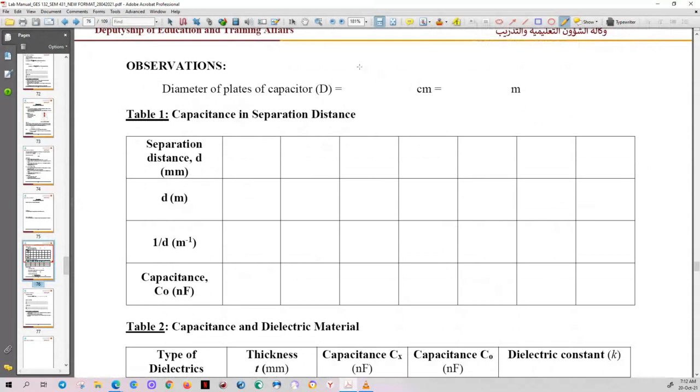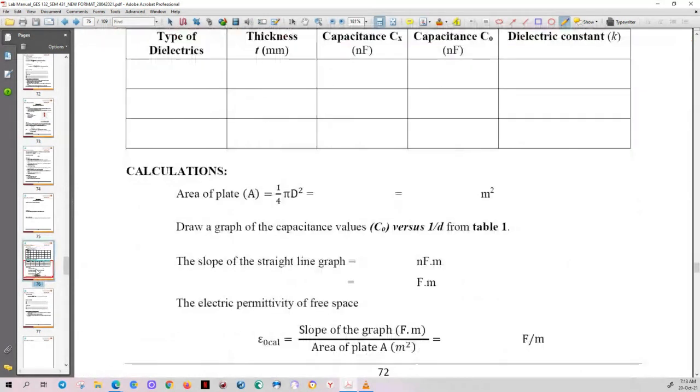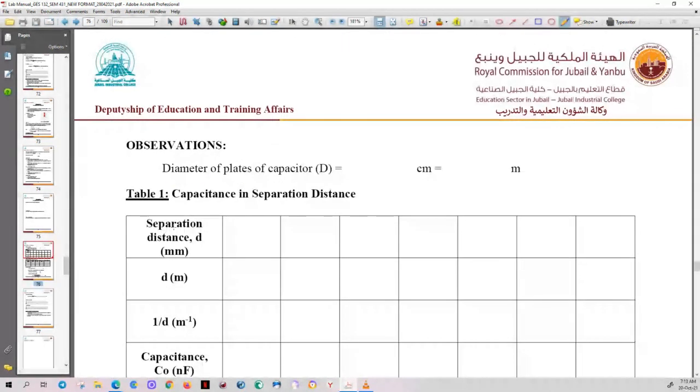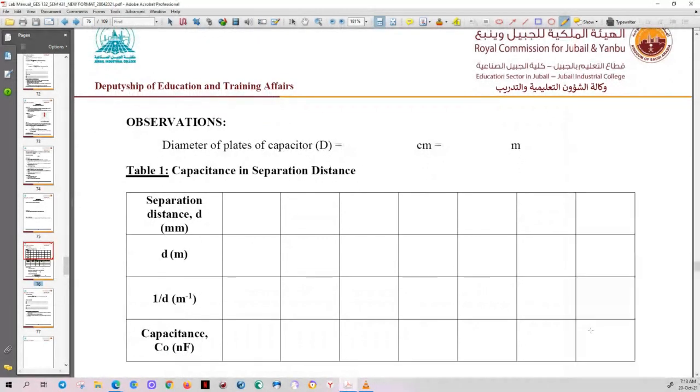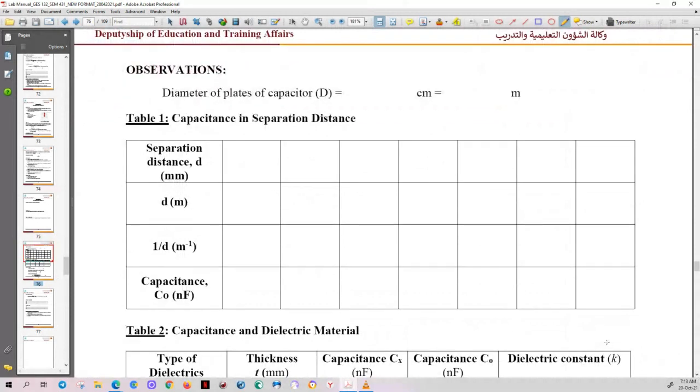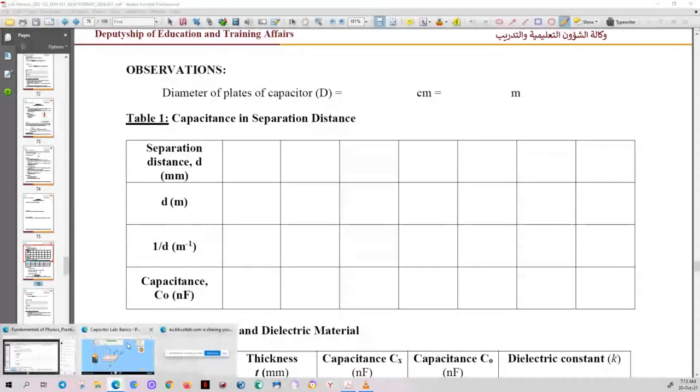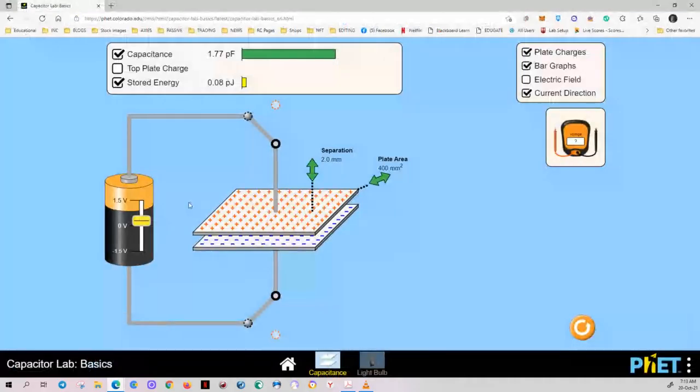In the lab, we measure the diameter of the plates in centimeter and change it to meter so that later we can calculate the area of the plate. However, since we are doing it by simulation, the area of the plate will be given directly. The simulation is already open for me here. Let me scroll this down a little bit. It's actually this one here.